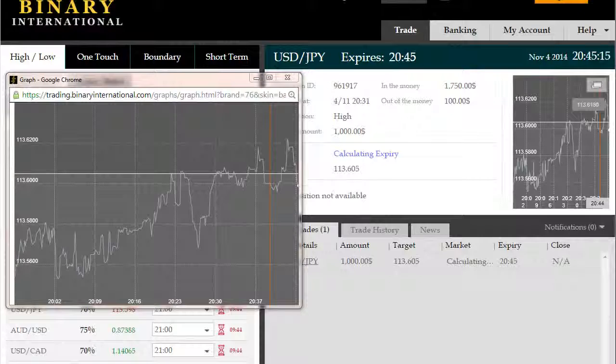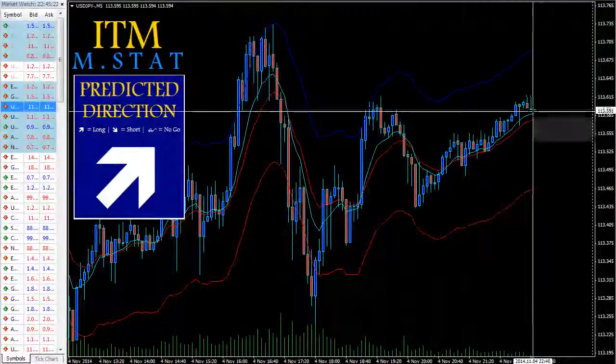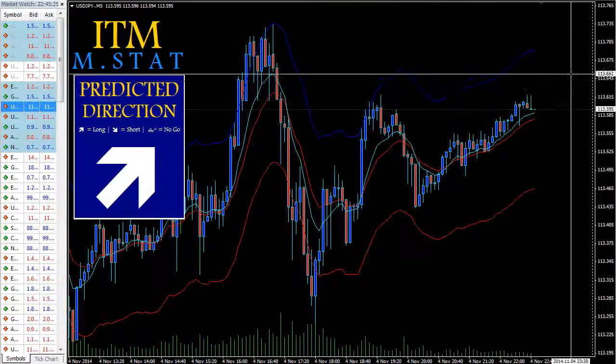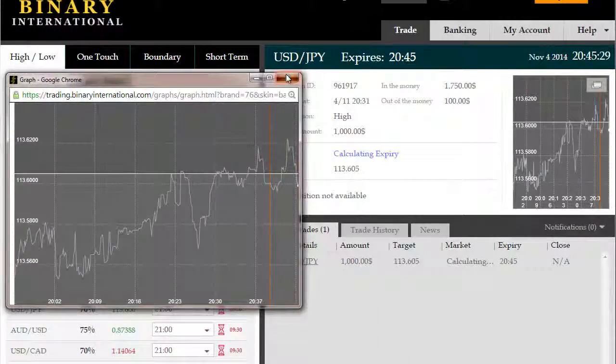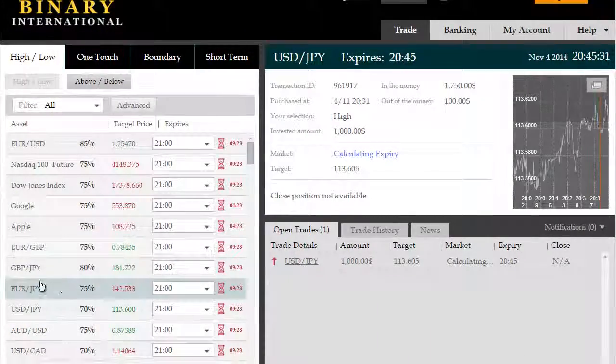All right, so this trade has expired outside of the money. Notice we are trapped in the retracement zone. So perfect timing for a double up trade if the ITM M.Stat position is still long, which it is. We have now seen here a recurring retracement, which is just grounds for yet another trade in the same direction.